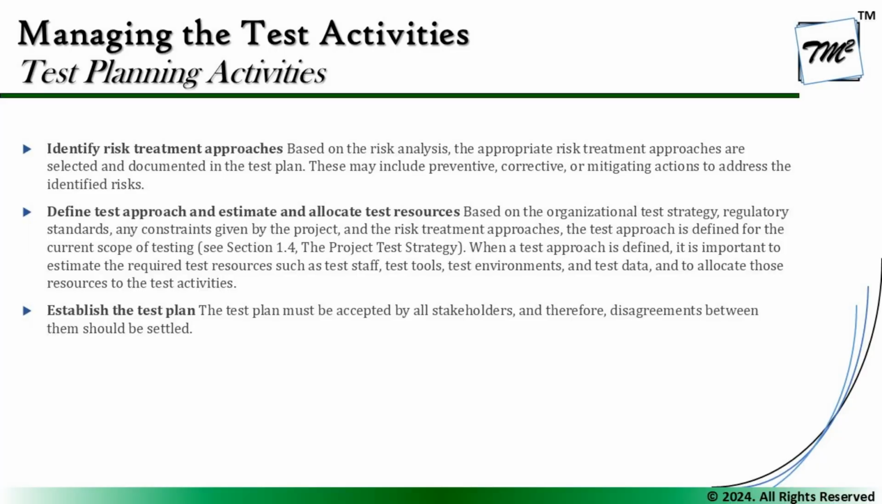The next important thing here is to define the test approach and estimate and allocate the test resources. Based on the organizational strategy, regulatory standards, and any constraints given by the project or the risk treatment approaches, the test approach is defined for the current scope of testing. We'll be talking about the strategies in our upcoming segment 1.4. When a test approach is defined, it is important to estimate the required test resources such as staff, tools, environments, data, and to allocate these resources to the activities. We should not underestimate that it is very important to do the allocations on different estimates.